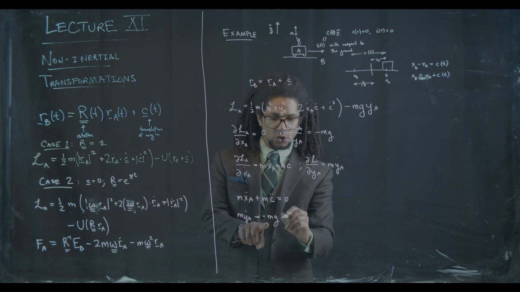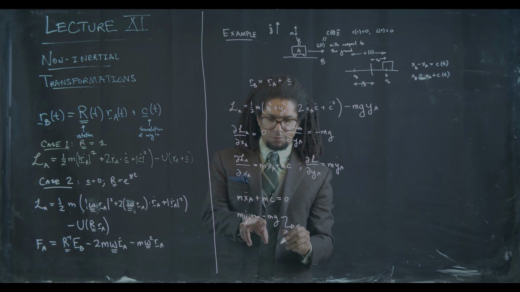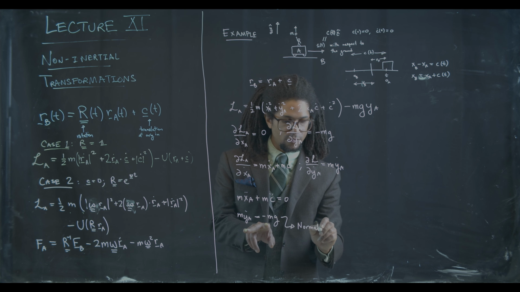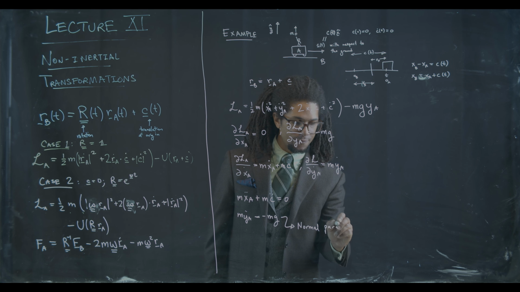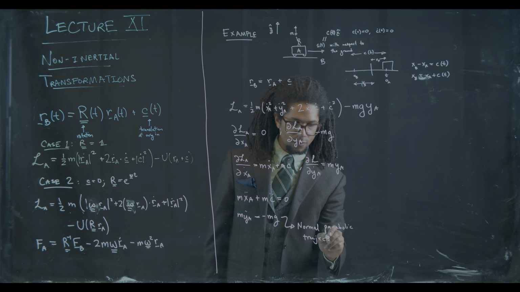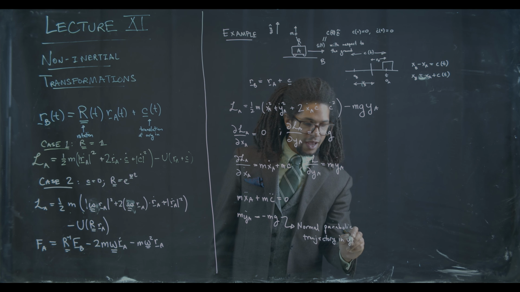Okay, so let's just describe the solutions. We don't really even need to go through the process of solving them. This tells us we have normal parabolic trajectory in y A. And that makes sense.